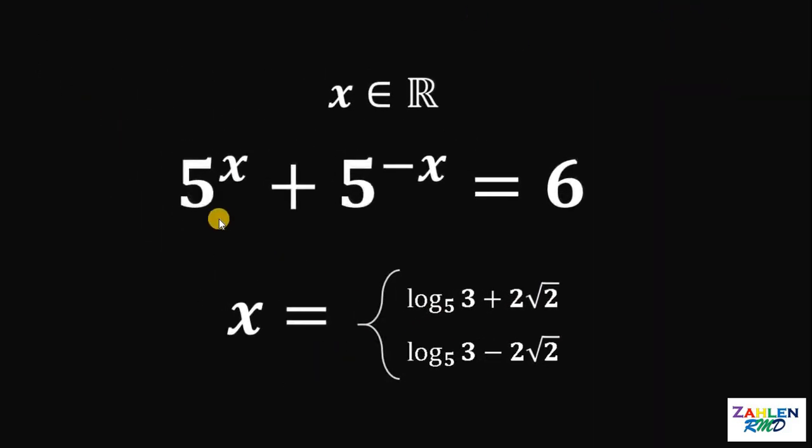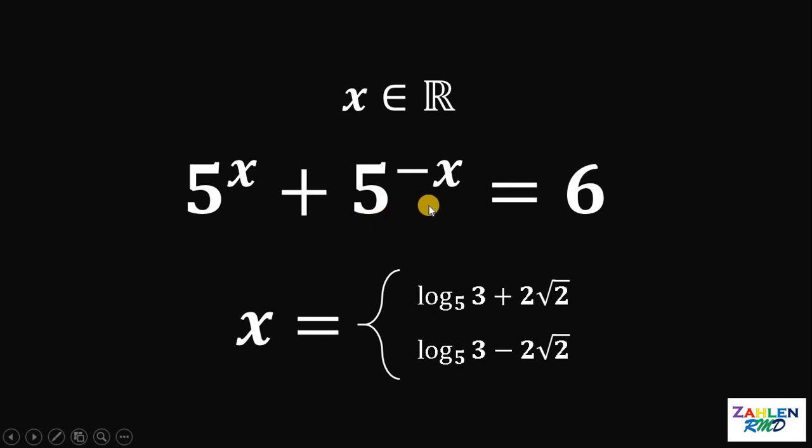So, if we have 5 raised to x plus 5 raised to negative x equals 6, then the possible values of x must be logarithm of 3 plus 2 square root of 2 to the base of 5, or logarithm of 3 minus 2 square root of 2 to the base of 5. And as always, we are done.